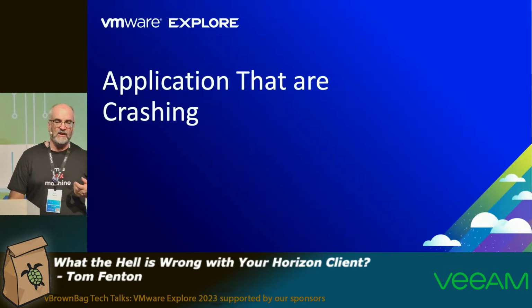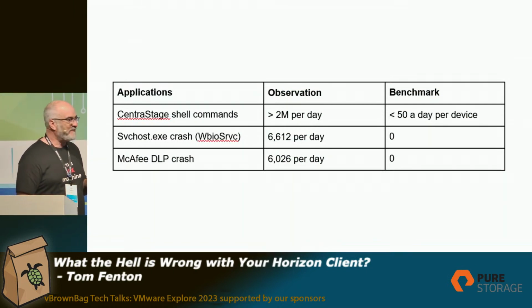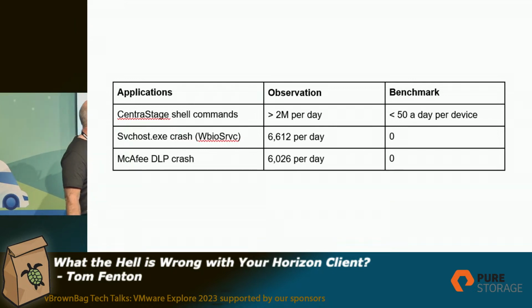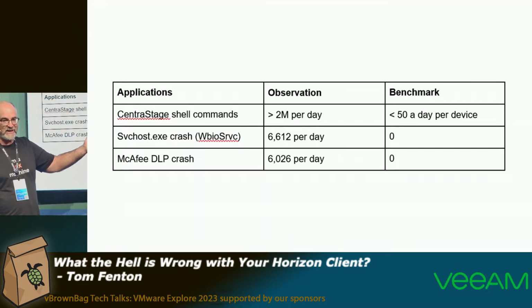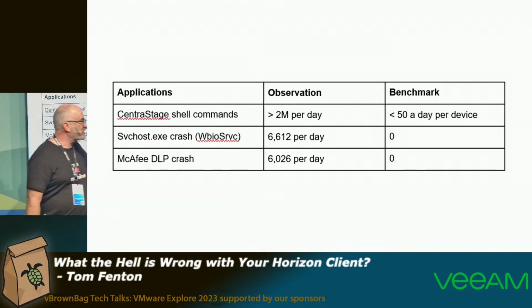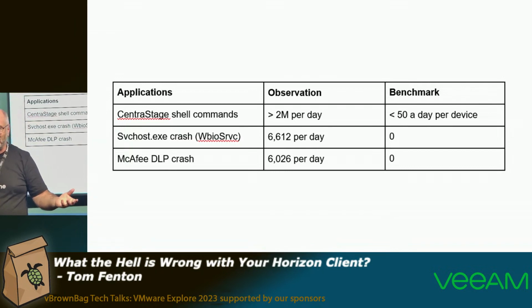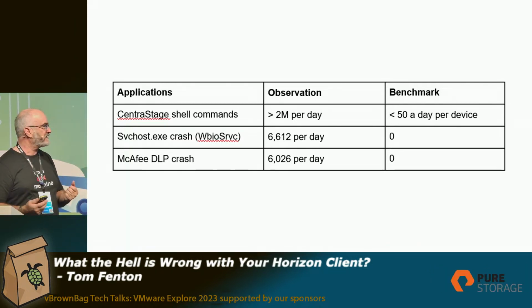Next thing we looked at was the application crashes. And we found that one application, it was a shell command, we saw over 20 million crashes a day from this one application. It'd come back up, but it'd crash. That's 50 per device per day. And they didn't have this insight. They didn't have any tools to monitor it, to collect it.